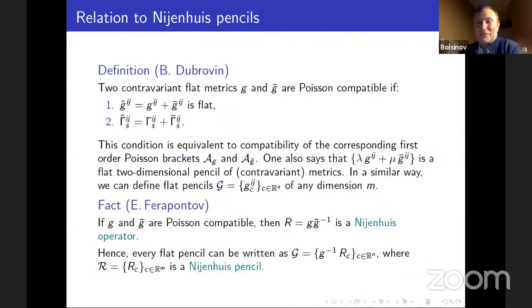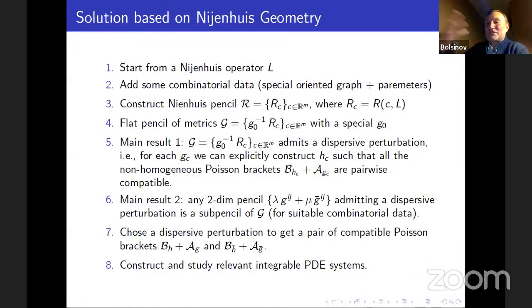Okay, so now what is the solution to the problem I mentioned in terms of Nijenhuis geometry? How does it work? This is not how we solve this problem, but this is how the solution can be represented. We start from a Nijenhuis operator L. We add some combinatorial data, a certain graph and some parameters.